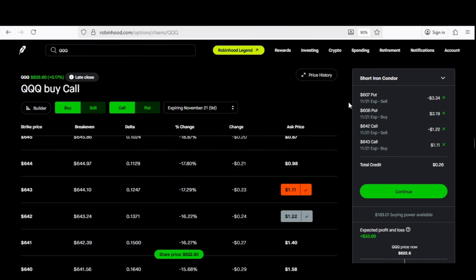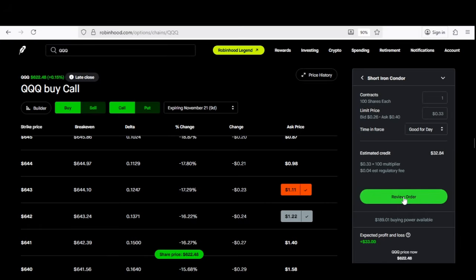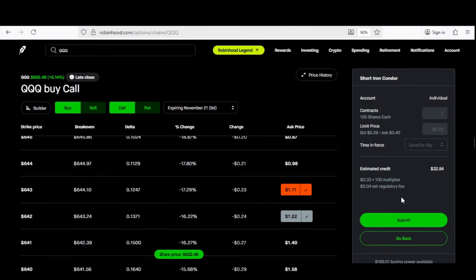The Iron Condor is an extremely exciting option strategy. There's a couple of reasons why I really, really like this option strategy. Number one is that it's so super exciting. Number two is that, although it's a four-leg option strategy, the barriers to entry are very low. Let me show you. Let's go ahead and continue. Let's go to review order.